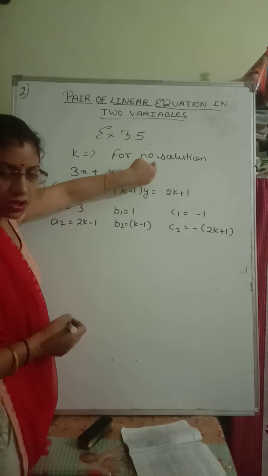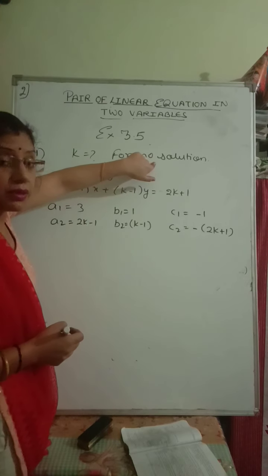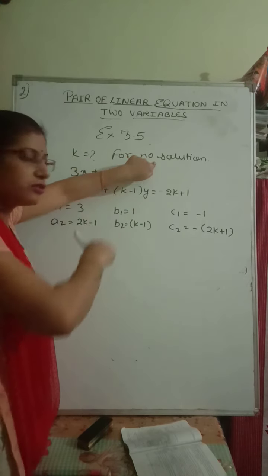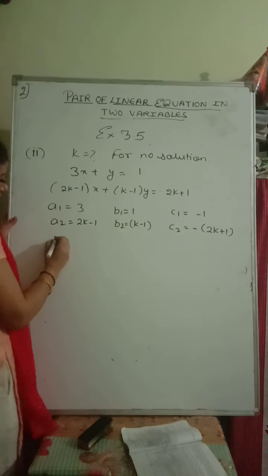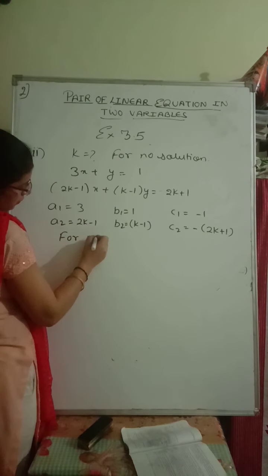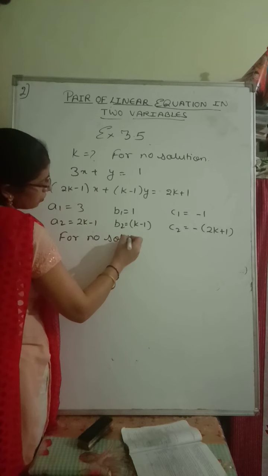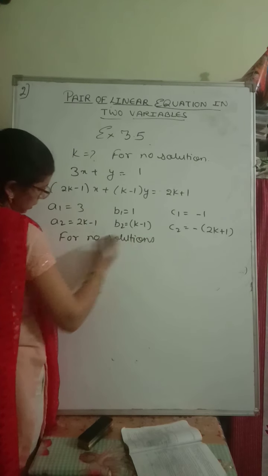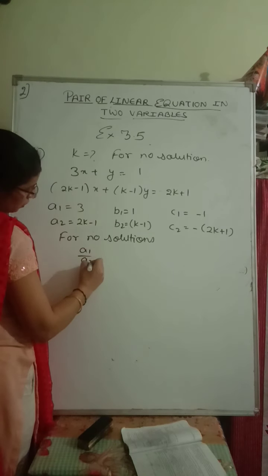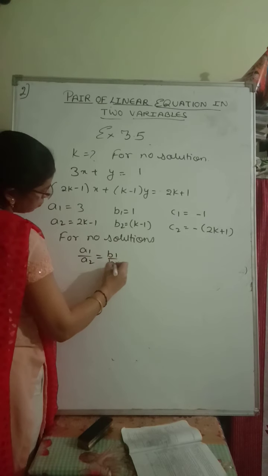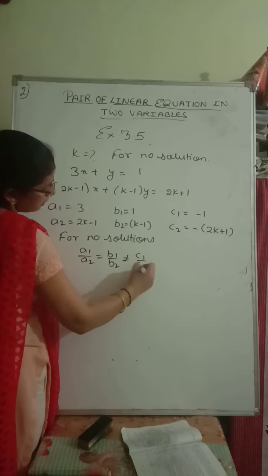Condition is given to us. So we don't have to solve it by any of the methods because the condition is given. Same in the first case also. No solution means for no solution, what happens? The lines are parallel. Okay. a1 upon a2 is equal to b1 upon b2 is not equal to c1 upon c2.